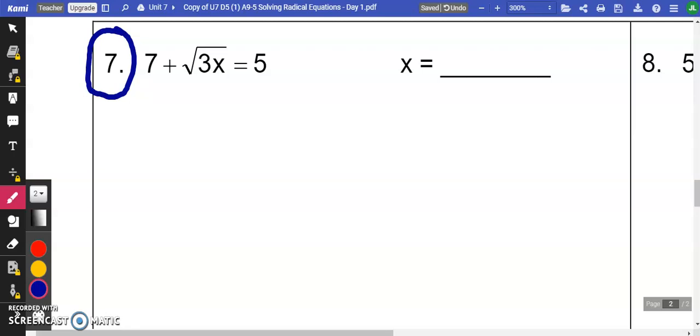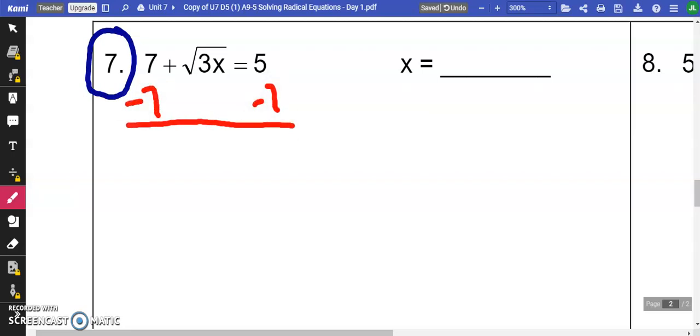So let's look at this last example here. Again, the plus 7 is not underneath the square root, so we want to get rid of that guy first. And since the 7 is being added to the radical, we know that we can cancel the 7 by subtracting. So that'll give us square root 3x equals negative 2.